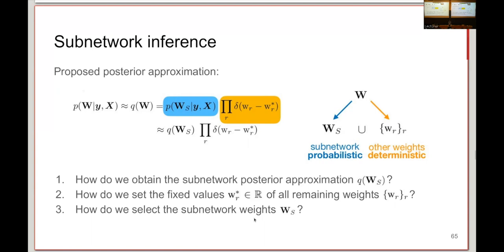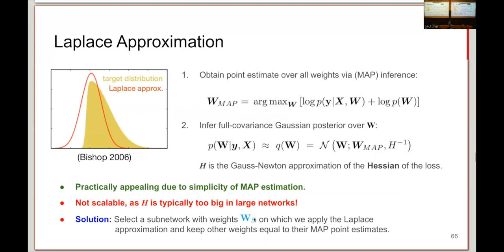You could think of choosing weights at random, but maybe some weights are more important than others. And if we choose weights at random, maybe this method is not going to work so well. So we need to address these questions. Our approximation on the subnetwork weights is going to be the Laplace approximation. We have seen a lot about this. We are now experts on this method.